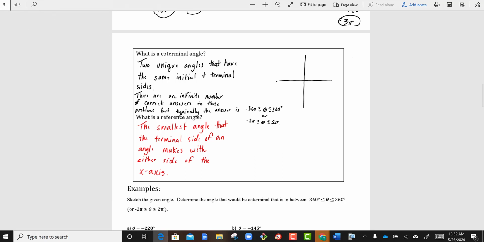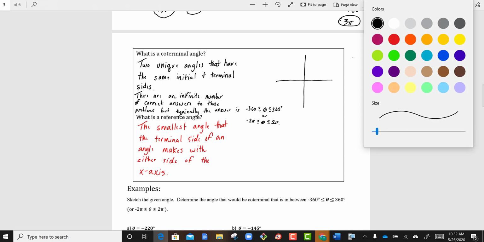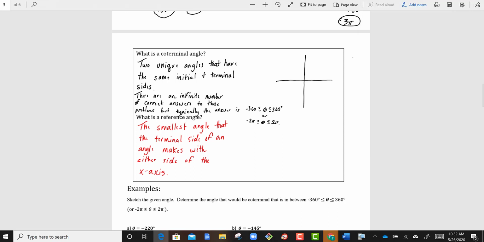All right, so in this video we have two more types of angles to talk about before we finish out this section, and it is coterminal angles and reference angles. Coterminal angles are two unique angles that have the same initial and terminal sides.